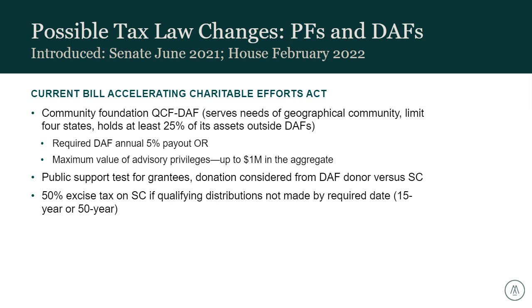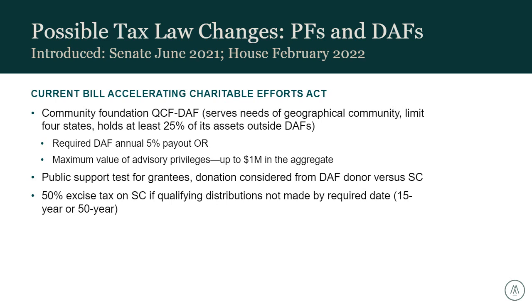These two pieces of legislation also affect the public support test for grantees, the public charities that are receiving these funds. The donations would be considered to come from the donor advised fund donor versus the sponsoring organization. So if an individual contributes an amount to a public charity and then also contributes an amount to a donor advised fund that contributes to that same charity, under current law the amount from the individual is considered to come from the individual, and the amount from the donor advised fund is considered to come from the sponsoring organization. When looking at the excess contributions for the public support test percentage, you treat them as separate. What these bills would do is require you to look at it as one combined amount, and that could significantly impact the public support of some grantees.